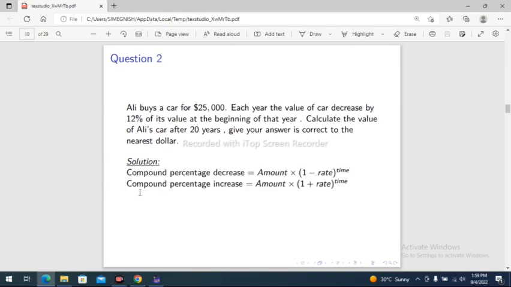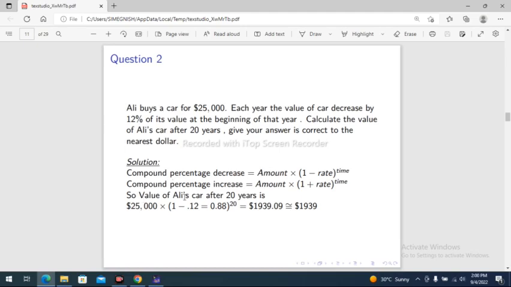We have this formula here. The compound percentage decrease is given by the amount times (1 minus the rate) to the power of the number of years. The compound percentage increase is just the same, the only difference is the subtraction and addition here. But here we have a decrease, so we are asked to find the compound percentage decrease. If it was an increase, you would use the second one.